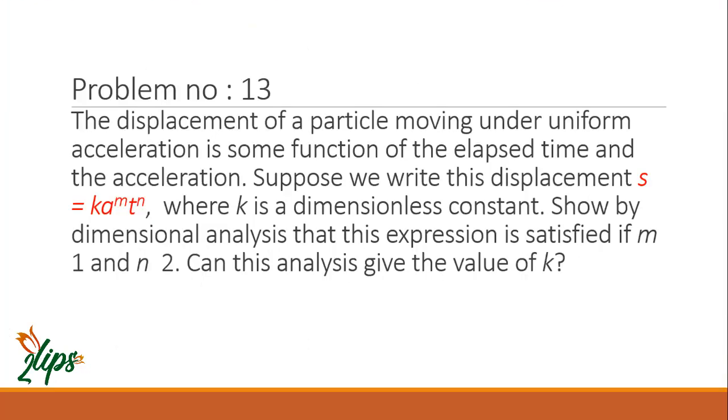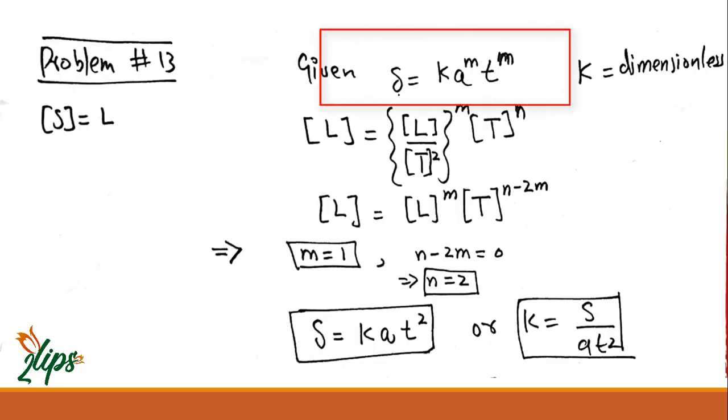Problem number 13. The displacement s of a particle is given by the expression s equal to k a raised to power m and t raised to power n. And we are asked to show that this expression is only true for m equal to 1 and n equal to 2. So this is the formula which is given: s is equal to k into a raised to power m into t raised to power n, where k is dimensionless, k does not have any dimensions.